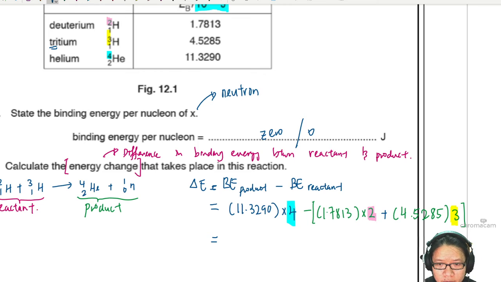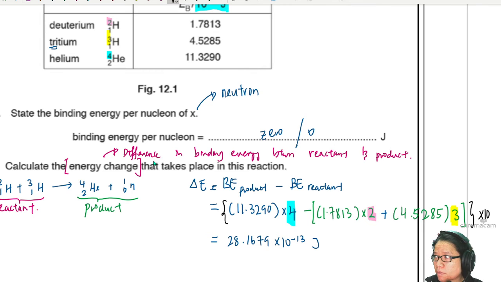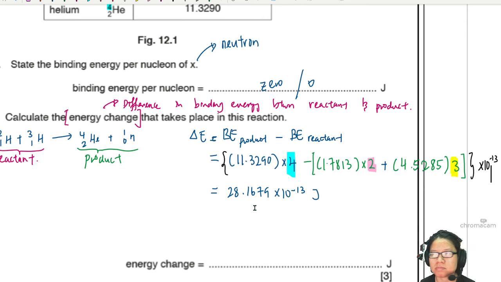So 1.7813 times 2 plus 4.5285 times 3. Okay, so I'll get 28.1679. But this is times 10 to the power negative 13 joule. If you're feeling a bit insecure about writing your answers this way, you can always just add a big bracket outside. It's like this. This times 10 to the power of negative 13. Okay, so we have this now. And this is your energy change.